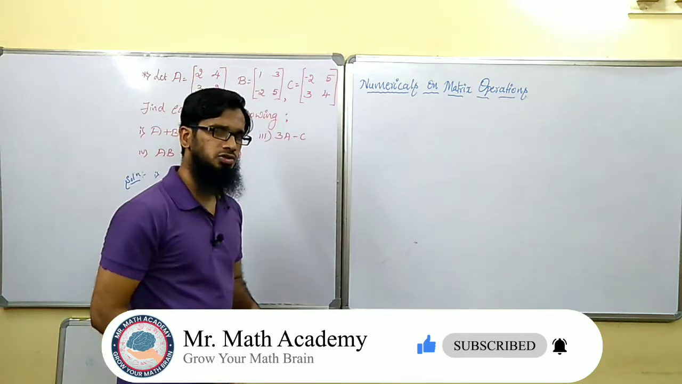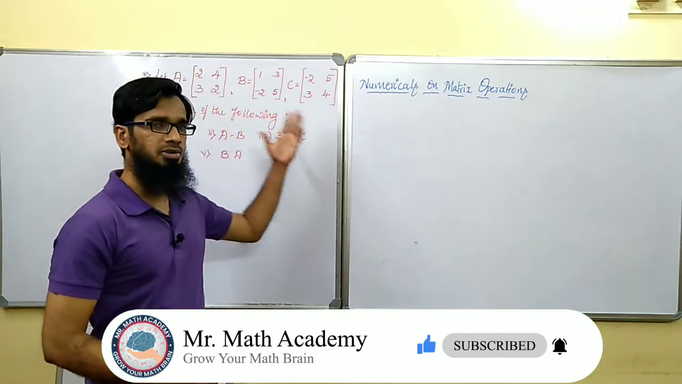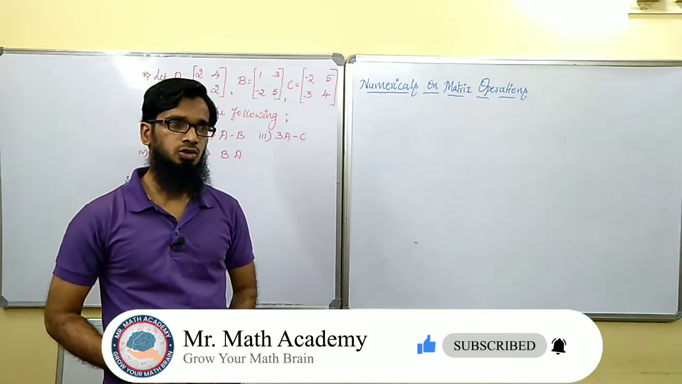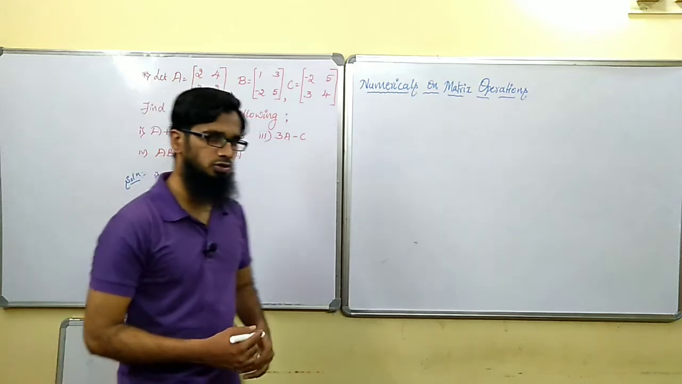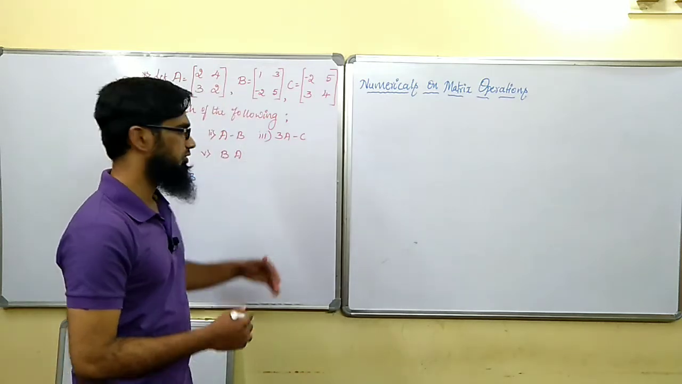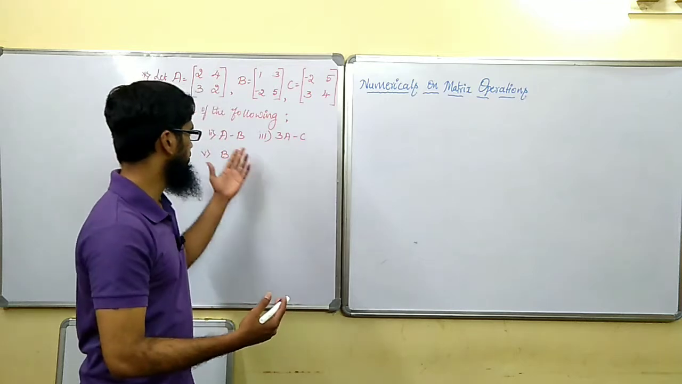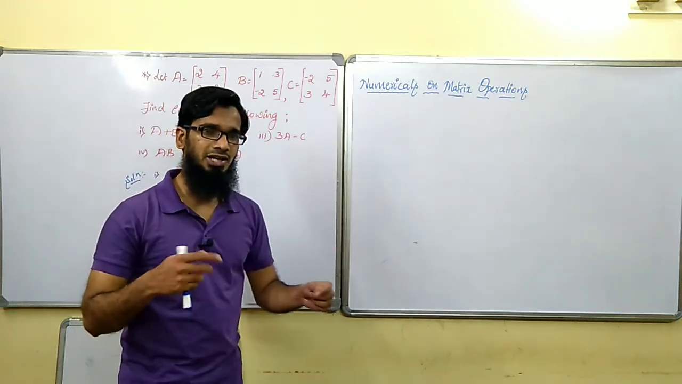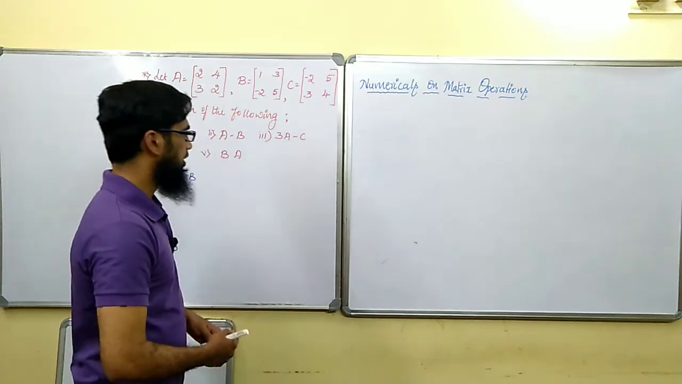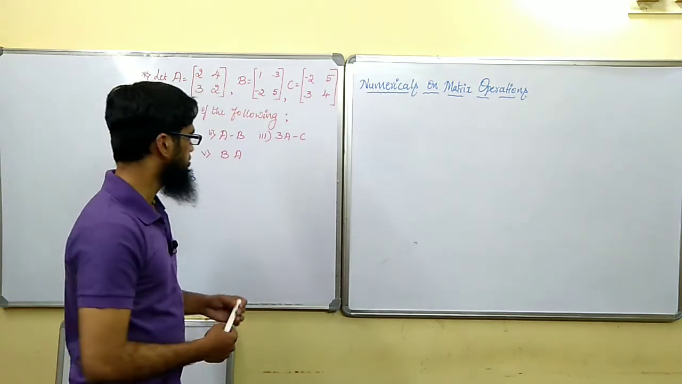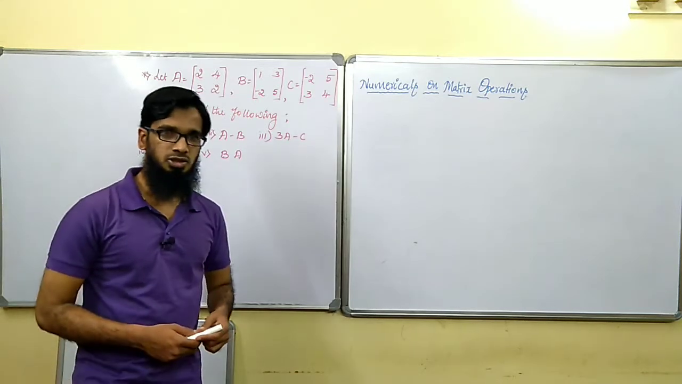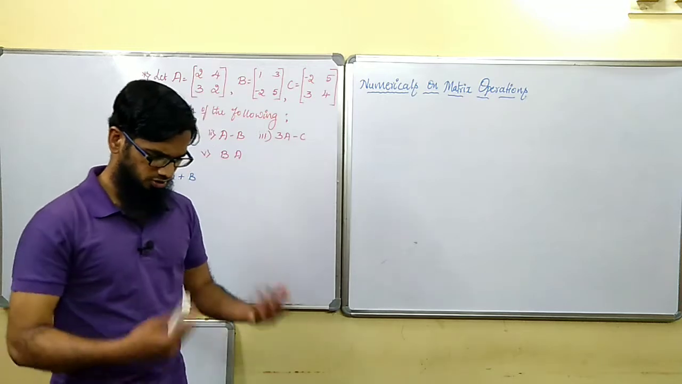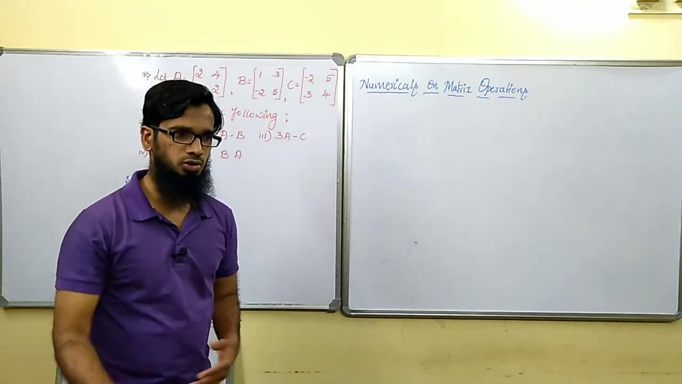Now let us consider one simple numerical. The matrices A, B and C are given. We have to find out, first, A plus B, and the second one is A minus B, which is a matrix subtraction. Then 3A minus C, which has a scalar multiplication as well as a matrix subtraction. The fourth one is a matrix multiplication, that is A into B, and again B into A. Now let us move on to the solution, how we can solve these numericals.